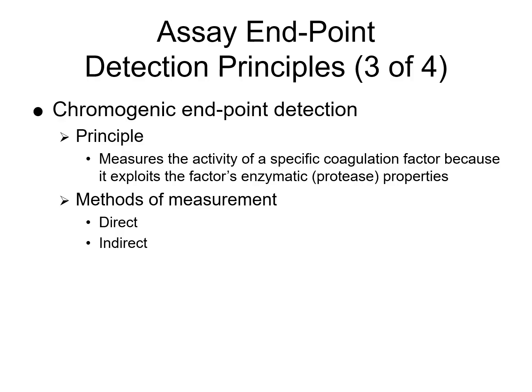We can also measure indirectly. So the activity of the factor is inferred by its ability to activate or inhibit another component that subsequently acts on the chromogenic substrate. So the color change reflects the downstream effect related to the factor's activity.